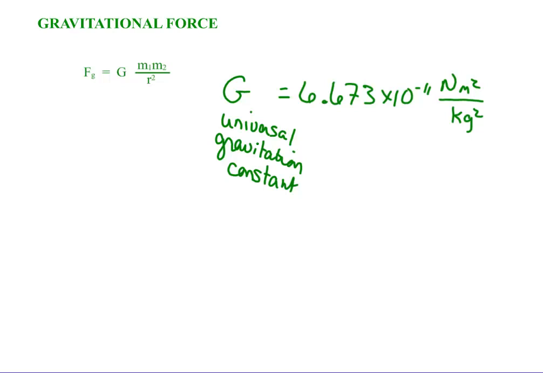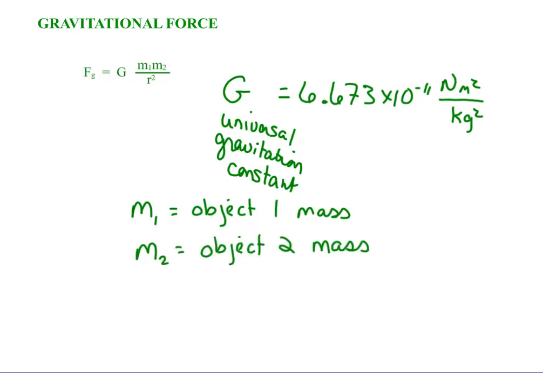M stands for mass. So M1 is the mass of the first object. Many times, if we're looking at a planet and the sun, the moon and the Earth, an object on the Earth and the Earth, it is the source of gravitation. But we can also call it object 1. M2 is just going to be the mass of object 2. R could just as easily be written as D, or delta x. It is the distance between the two objects' centers of mass.